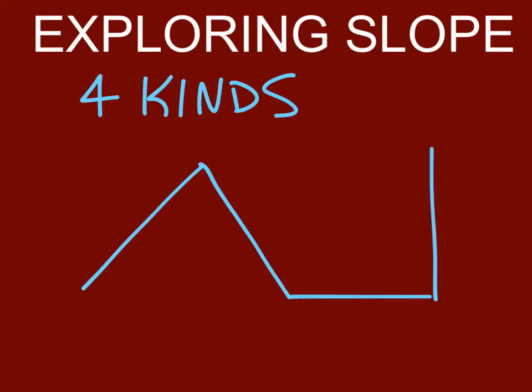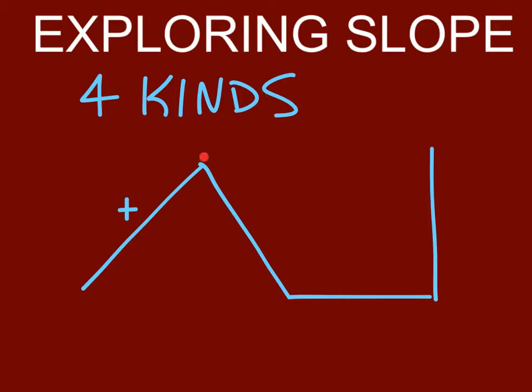Hi there. In this video, I want to talk about the concept of exploring slope. We have four kinds of slope. So we have four kinds, and I always draw this picture to help me out. Okay, and so if I have a line that's going in this direction, that slope is going to be positive.